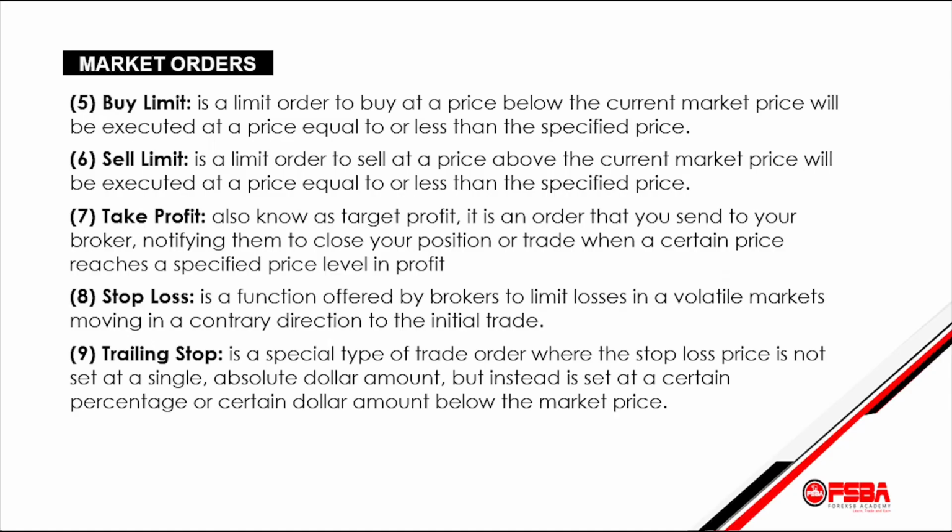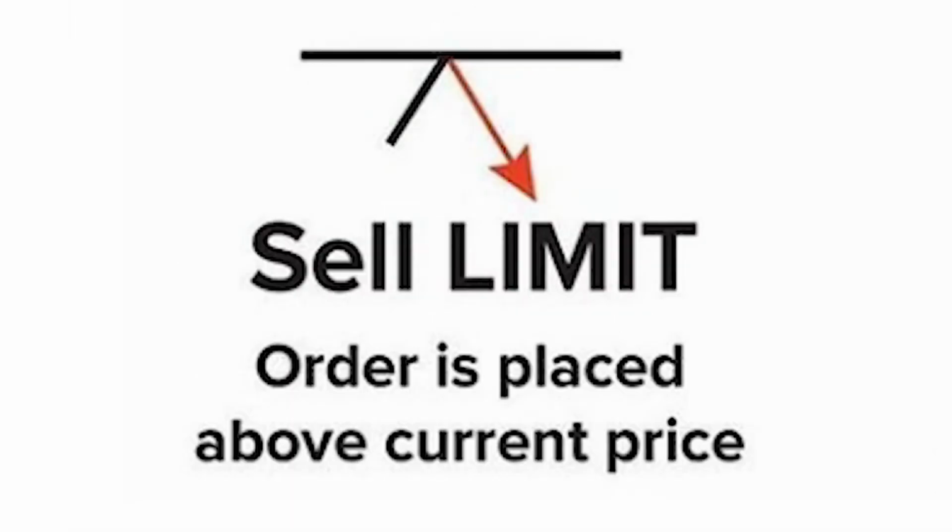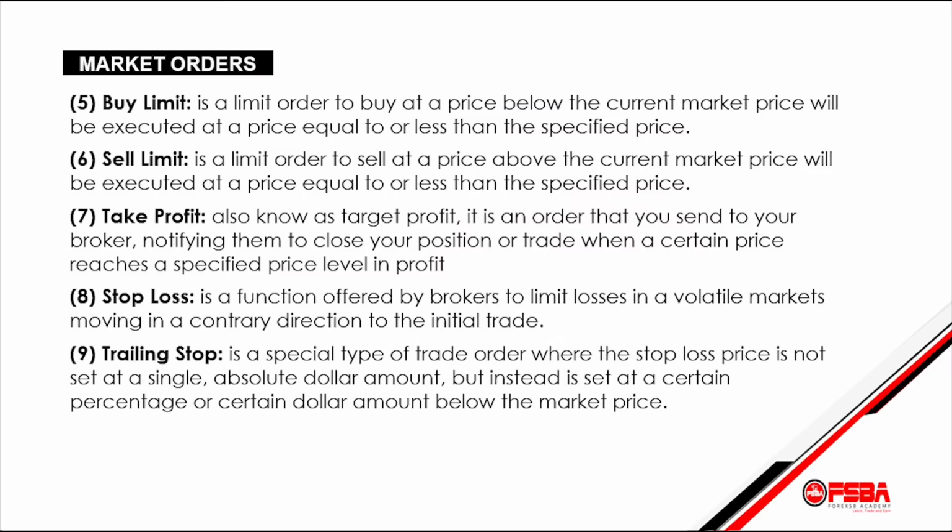Buy limits. Buy limit is a limit order to buy at a price below the current market price. Will be executed at a price equal to or less than the specified price. So opposite of buy limit is sell limit. So take profit, also known as the target profit. It is an order that you send to your broker, notifying them to close your position or trade when a certain price reaches a specified price level in profit.